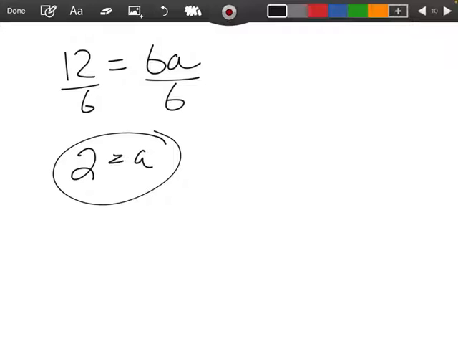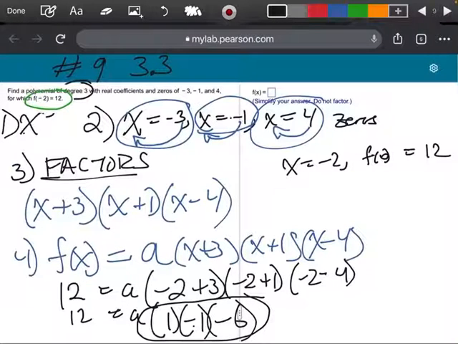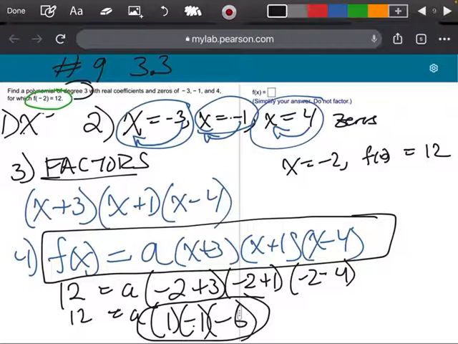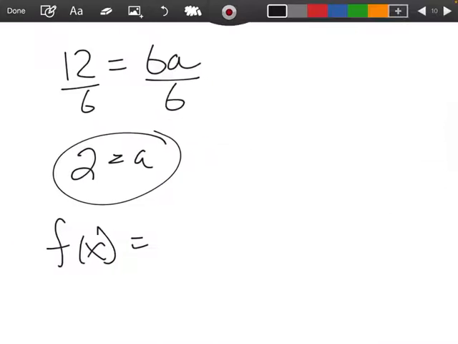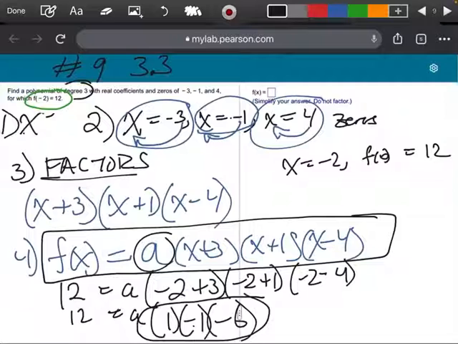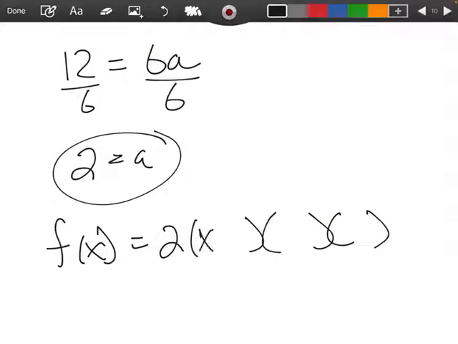Okay, excuse me. So now that I have A equals 2, we're going to come back to the polynomial that we first had, right? And let's see. Oh my goodness, where were we? Okay, here we go. This part right here, I'm going to have to plug in the 2 where the A used to be. Okay, so 2, and then we had our 3 factors, which were x plus 3, x plus 1, x minus 4.